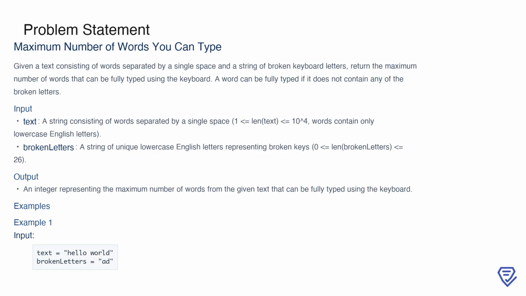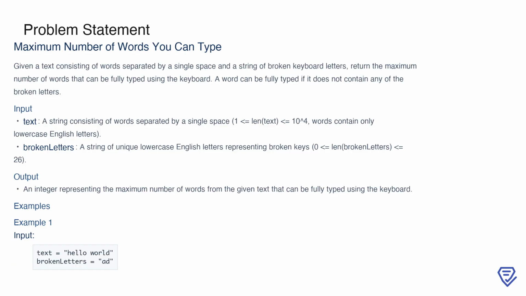In this problem, we are tasked with determining how many words from a given text can be fully typed on a keyboard, considering that certain keys are broken. The text consists of words separated by single spaces, and each word is made up of lowercase English letters. Additionally, we are provided with a string of broken letters, which represents the keys on the keyboard that are not functioning. A word can only be fully typed if it does not include any of the broken letters. The goal is to return the maximum number of words from the text that can be typed given these restrictions.